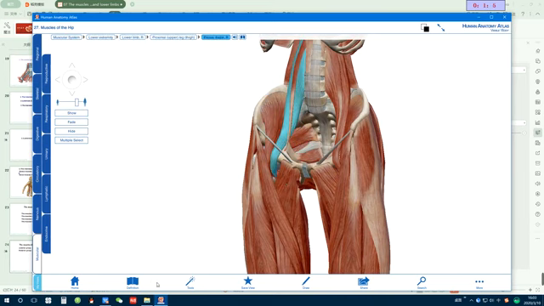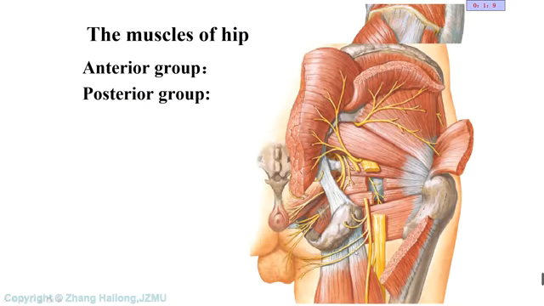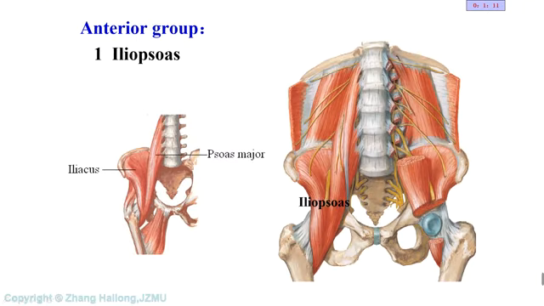Now first, let's see the anterior group. The first one is iliopsoas. The iliopsoas includes two muscles. One is iliacus. Another one is psoas major. The common name is iliopsoas, but you should know there are two muscles.